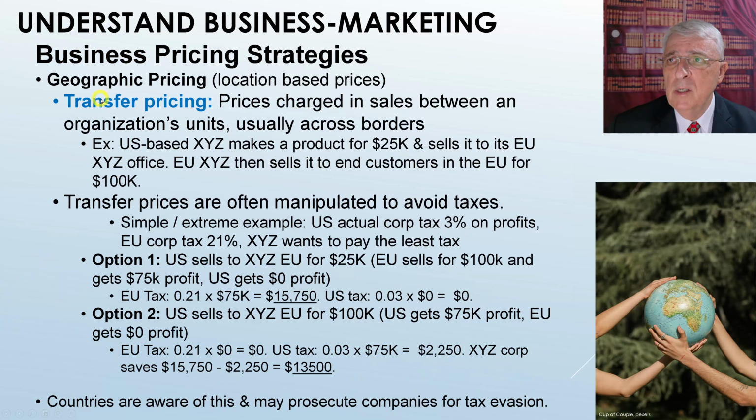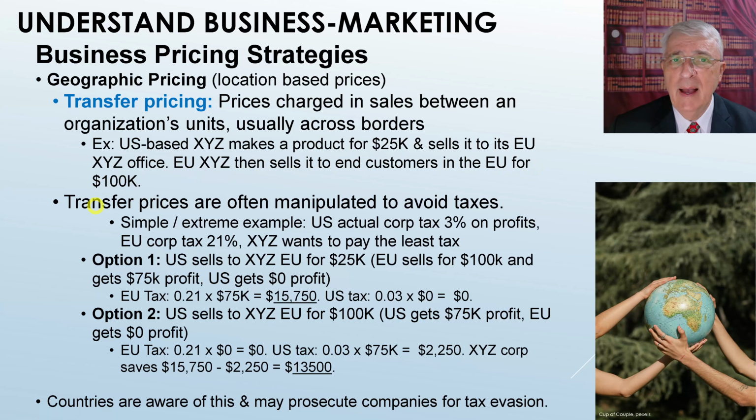Transfer pricing is another geographic pricing. Prices are charged in sales between an organization's units, usually across borders. So this is one company with multiple divisions, selling product from, say, the main office to satellite offices. And this is actually very common in bigger corporations. For example, a US-based XYZ company makes a product for $25,000. They sell it to their European XYZ office. The EU XYZ office then sells it to end customers in the EU for $100K.